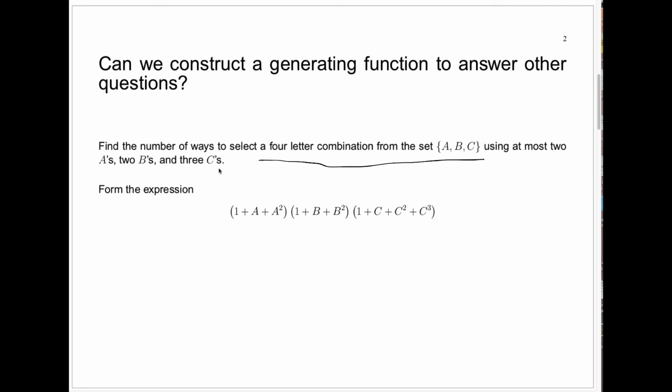How can we do that? Well, we can do that in lots of different ways. We can take AABB, we can take AABC, we can take CCAB, lots and lots of different 4-letter combinations. How can we count them? Well, our first shot at that will be to form an algebraic expression like this. This 1 here we'll think of as a to the 0th power.